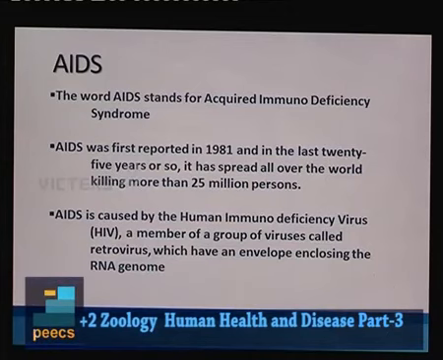AIDS was first reported in 1981 and in the last 25 years or so, it has spread all over the world, killing more than 25 million persons. AIDS is caused by a retrovirus, and this retrovirus is known as human immunodeficiency virus.